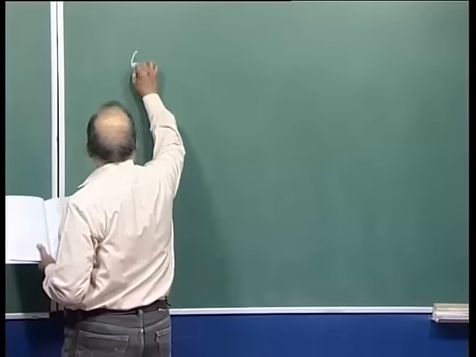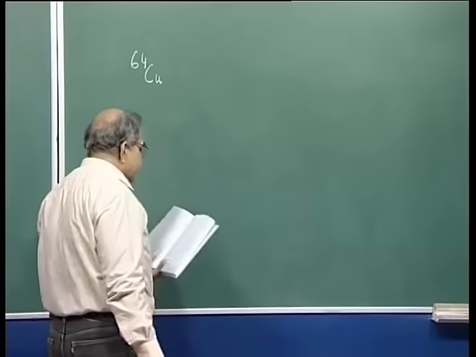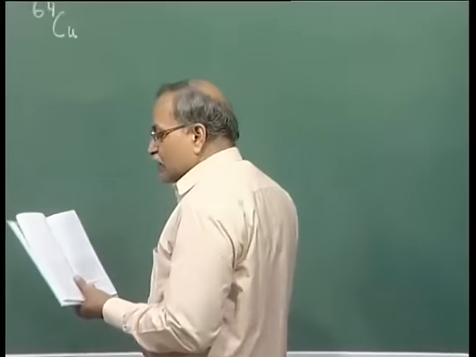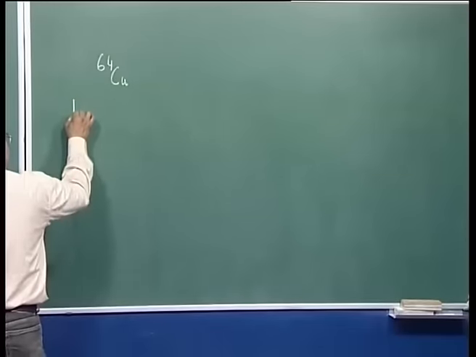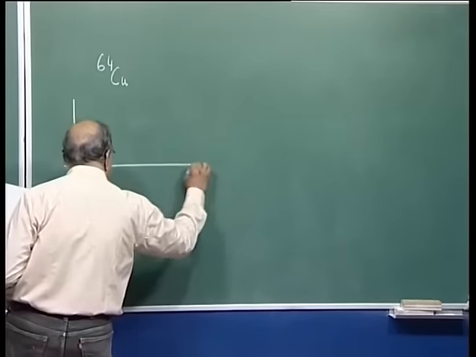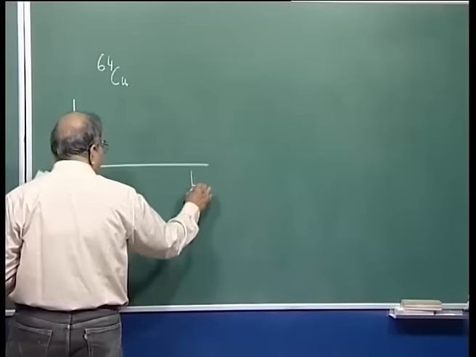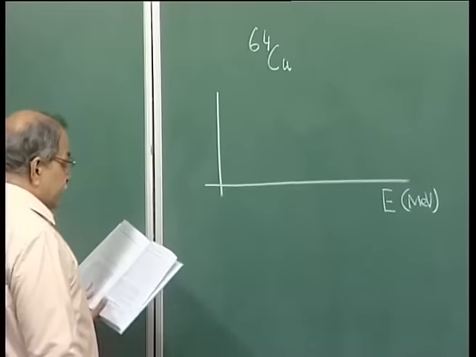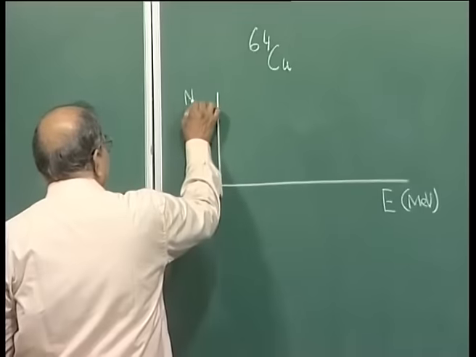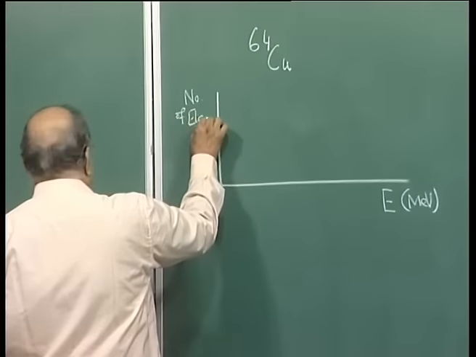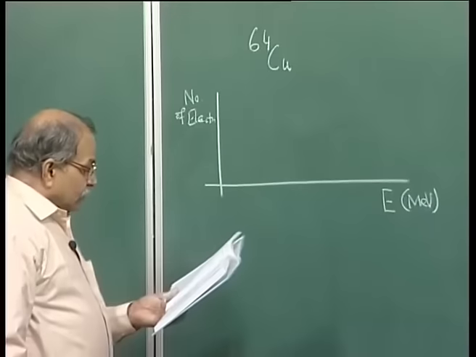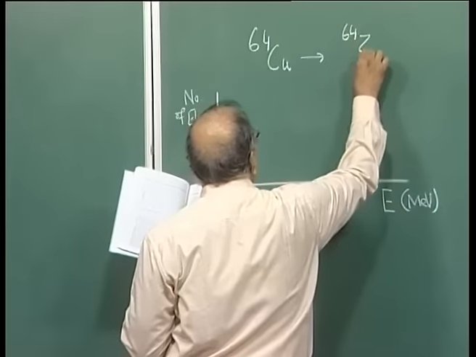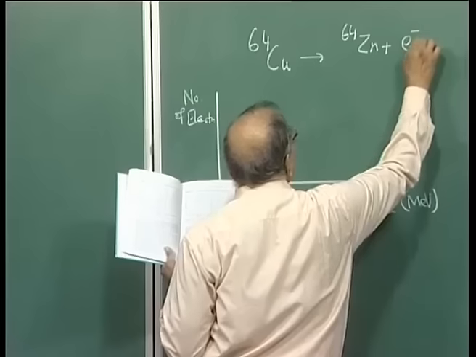copper. Now, 64 copper is a very interesting nucleus. It can go through positron emission and it can also go through electron emission. So, here is an energy spectrum. What do I mean? This is the measured kinetic energy of electron, and this is the number of electrons. So, it is decaying to 64 zinc plus beta minus and plus of course, a neutrino.